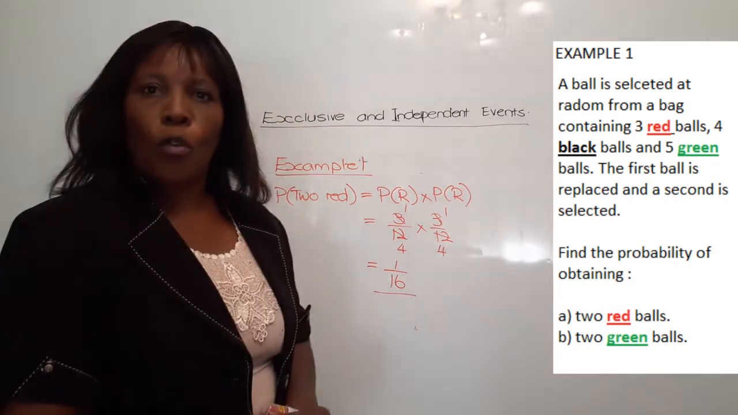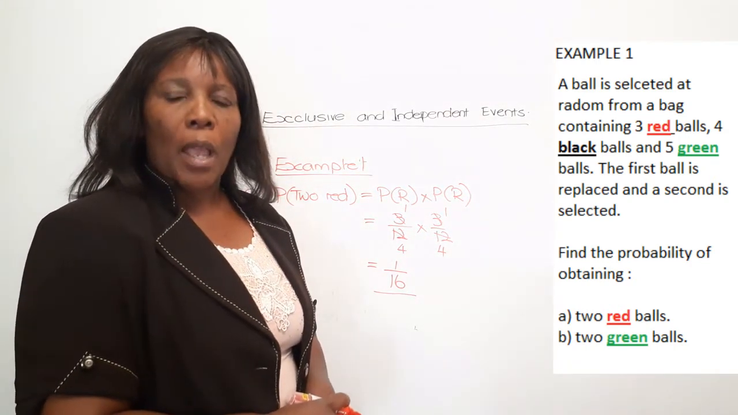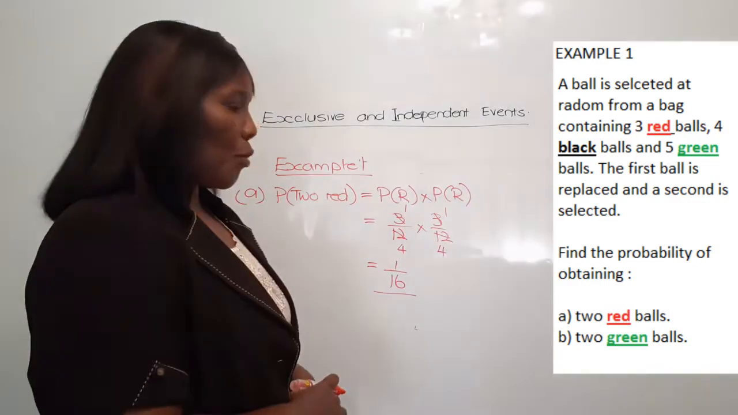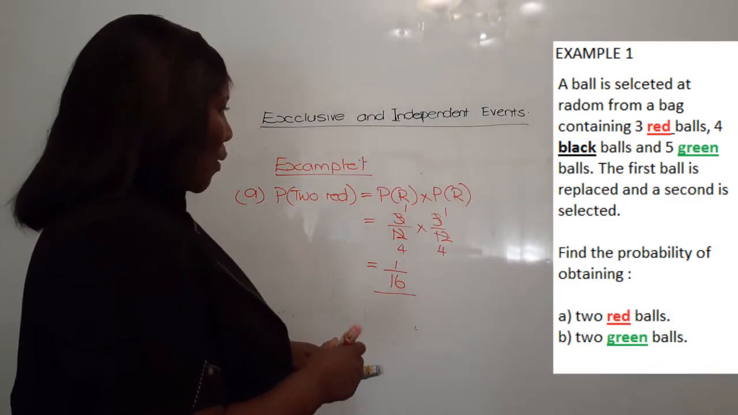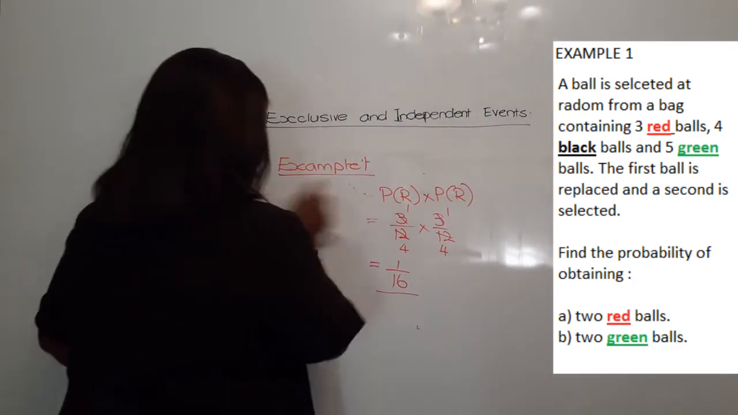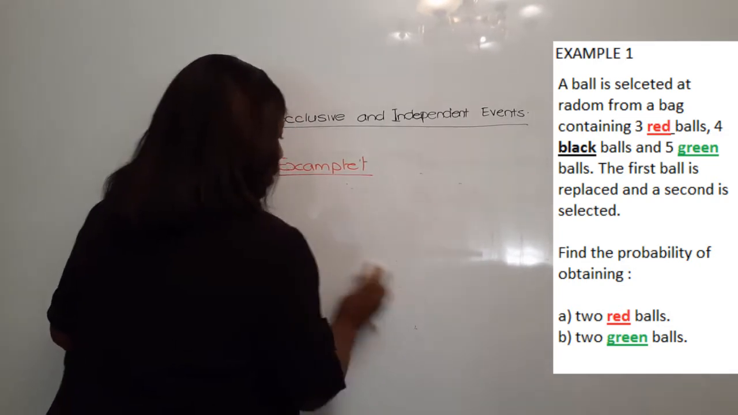I'm going to move on to 2B. I want 2 green balls. They say find the probability of obtaining 2 green balls. My 2 green balls, again, I'm going to put the B part for you on the board.